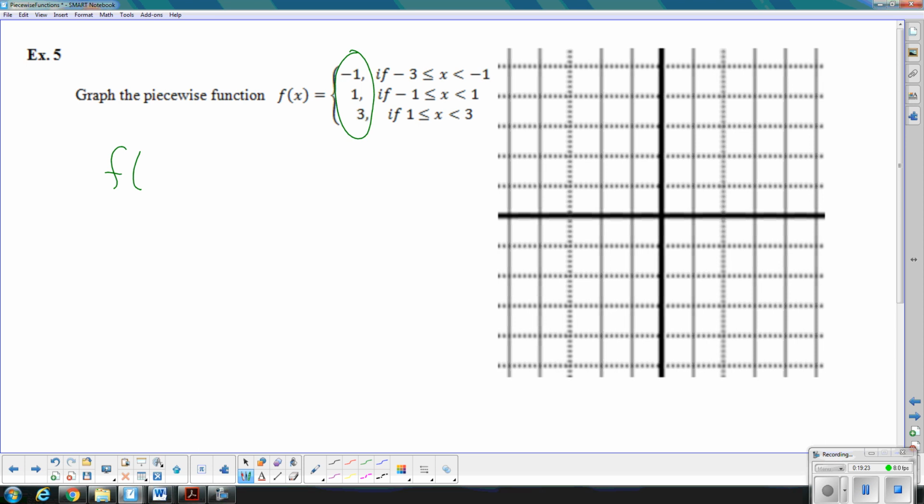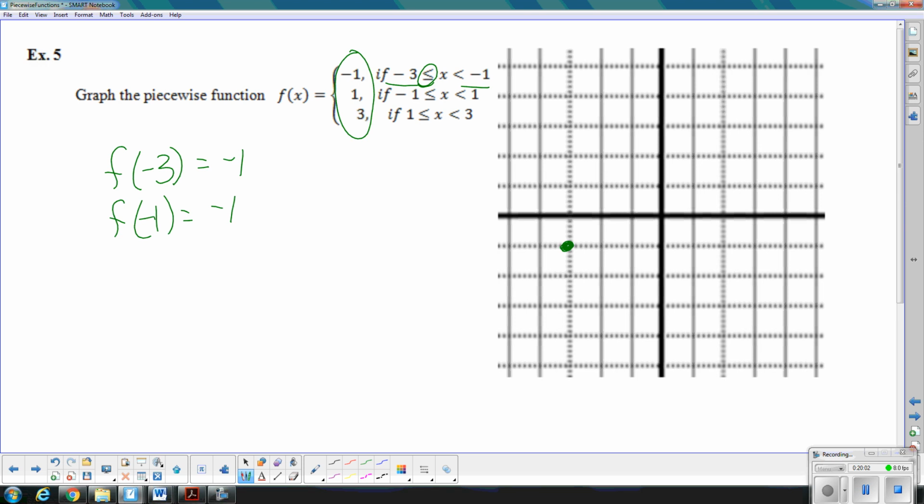So for the first one, f of x, we're going to start with negative 3, and we're going to go to 1. So f of negative 3 equals negative 1, and f of 1 equals negative 1. So let's graph those 2 points. Negative 3 is included. 1 is not included. So our first point, (negative 3, negative 1). Use a dot for this because this is included in the graph.